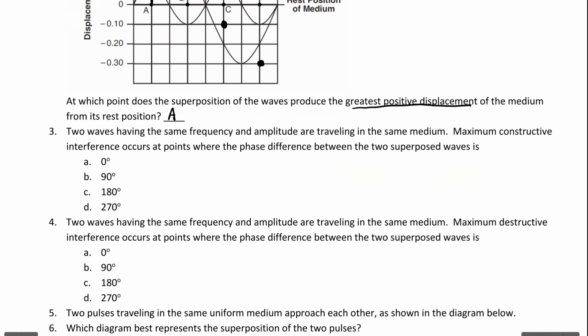Number 3, two waves having the same frequency and amplitude are traveling in the same medium. Maximum constructive interference occurs at points where the phase difference between the two superposed waves is 0 degrees. And here's why. If you have a wave like this, and then you have another wave that's exactly the same, it's in phase. Let me make it a different color. So we have the black wave, and we have a blue wave that's totally in phase with it. It's 0 degrees out of phase.